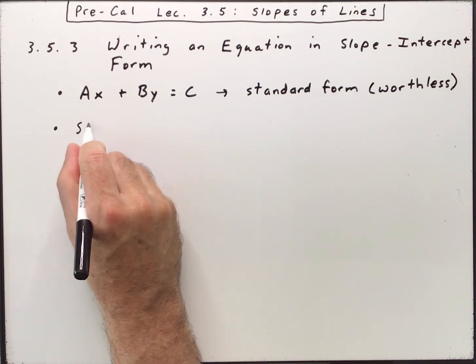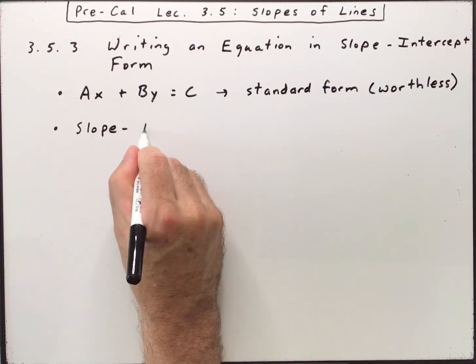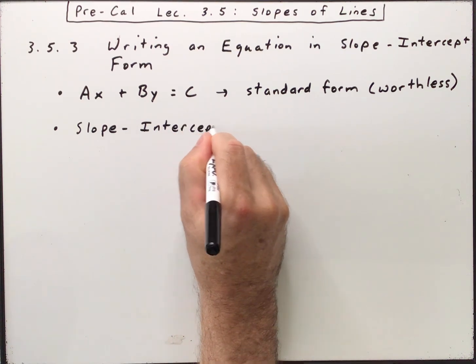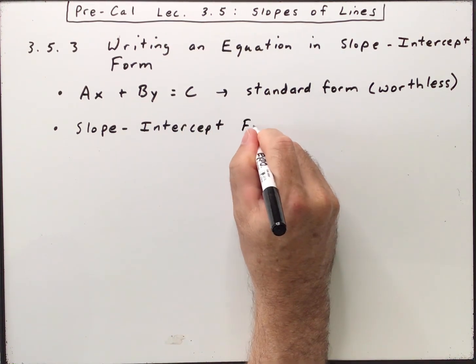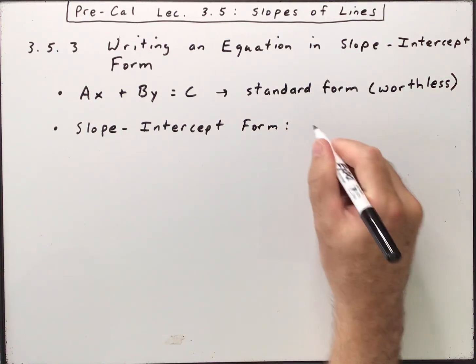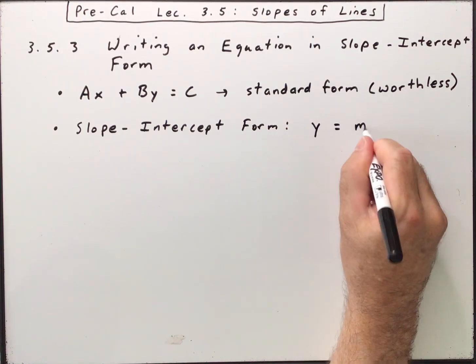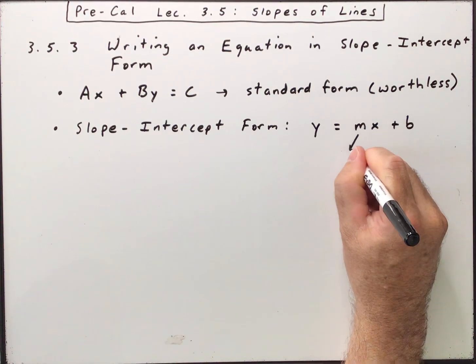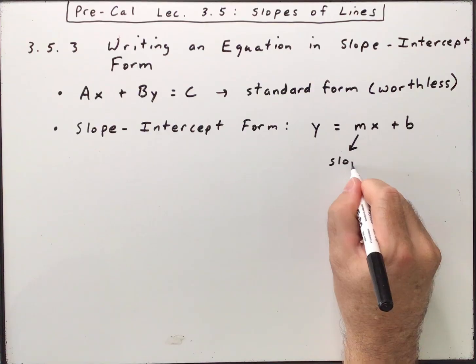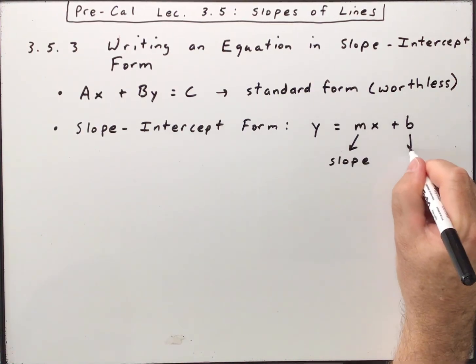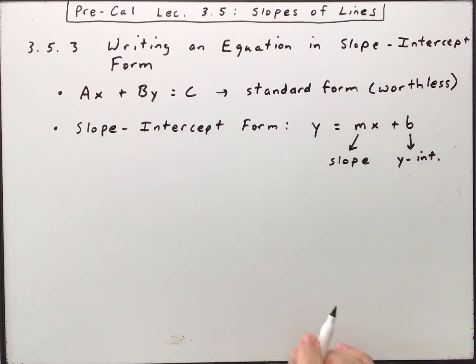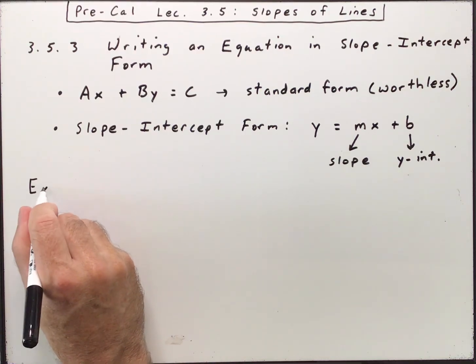A much more useful form, and we're going to go over a couple of different very useful line equation forms, is the slope-intercept form. And that is y is equal to mx plus b, where m is the slope and b is the y-intercept.